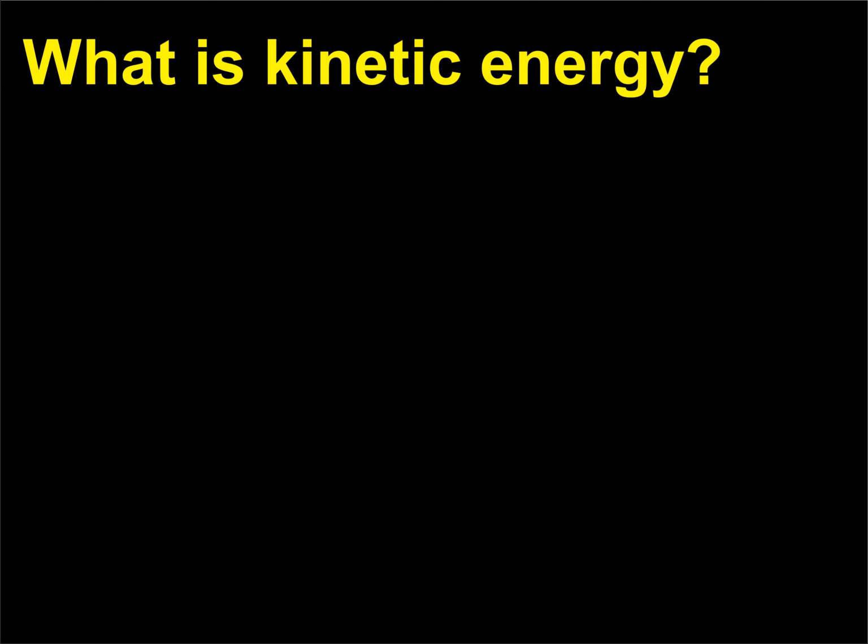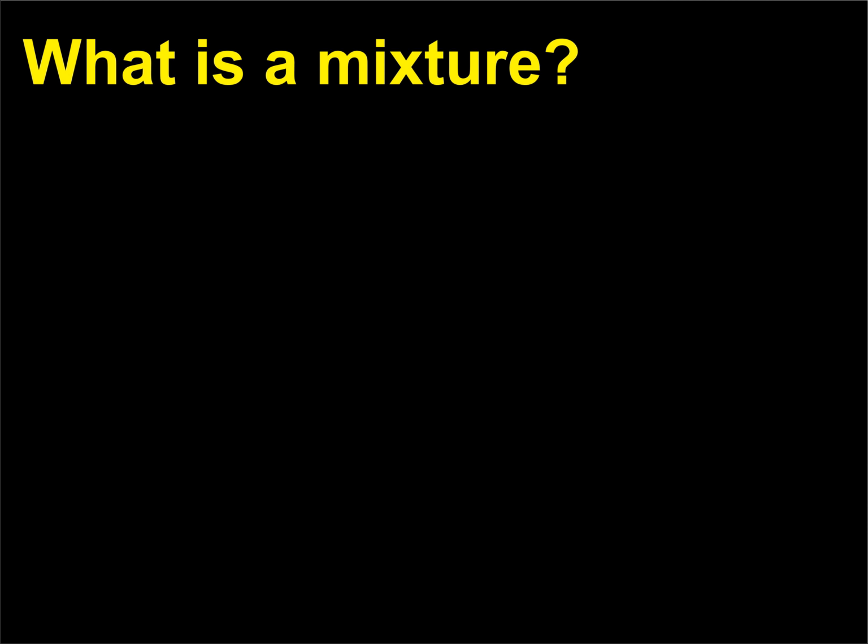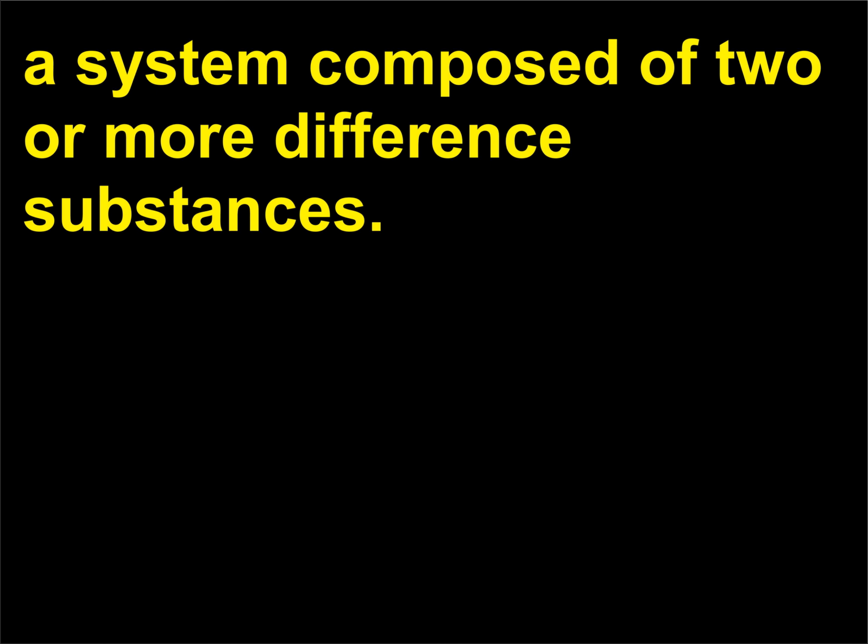What is kinetic energy? Energy of an object due to its motion. What is a mixture? A system composed of two or more different substances.